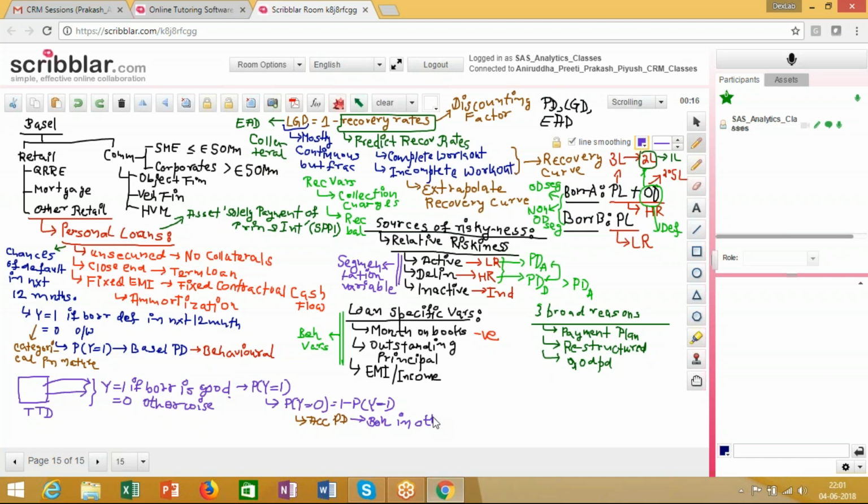So therefore, when I'm calculating the acquisition PD, I am computing it based on the origination factors, right? And I am not computing it based on the behavior or the performance in that particular credit. So therefore, the acquisition PD is based on the behavior in other credits, right? Anirudh, clear?